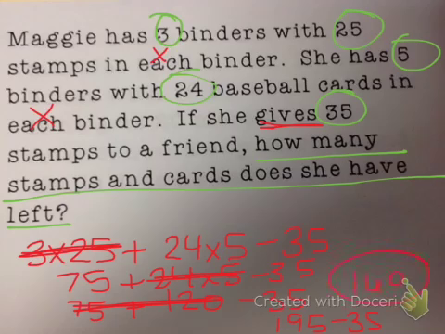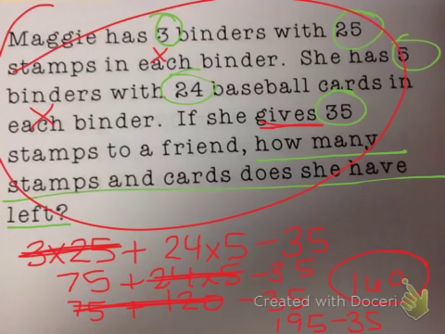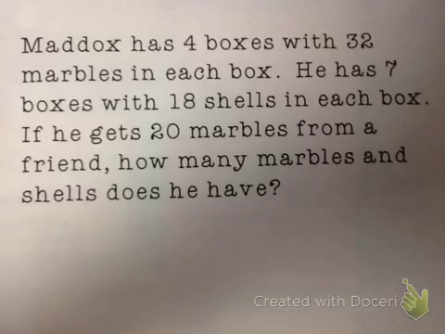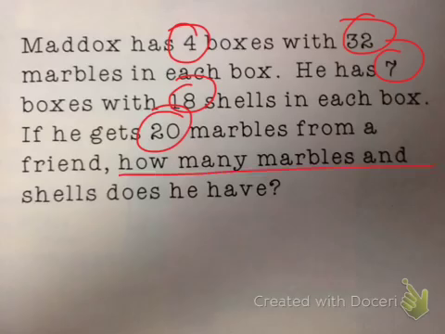Now, I didn't go through using partial products or regrouping to multiply. It's more about interpreting the word problem to make a really long equation. So the next one I provided is: Maddox has 4 boxes with 32 marbles in each box. He has 7 boxes with 18 shells in each box. If he gets 20 marbles from a friend, how many marbles and shells does he have? Go through and circle all the numbers and underline the question.